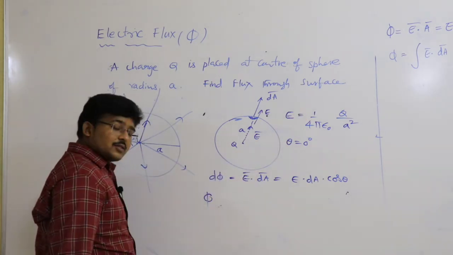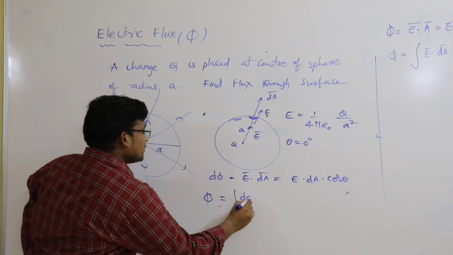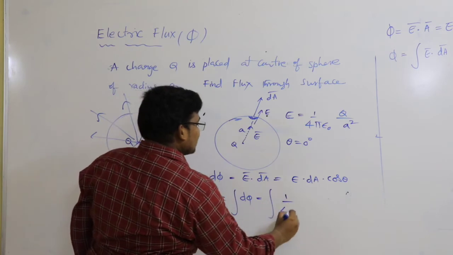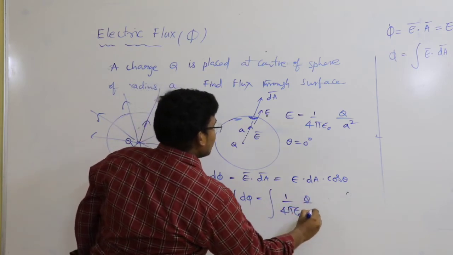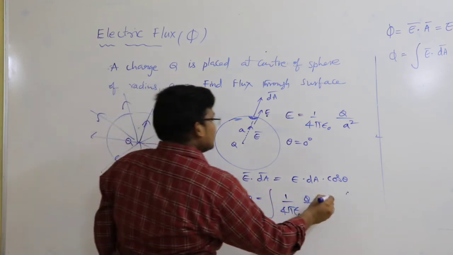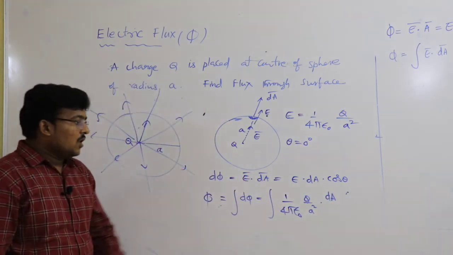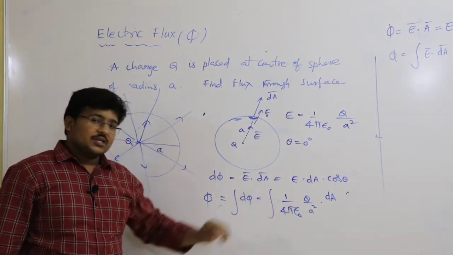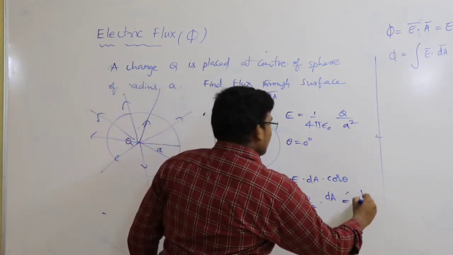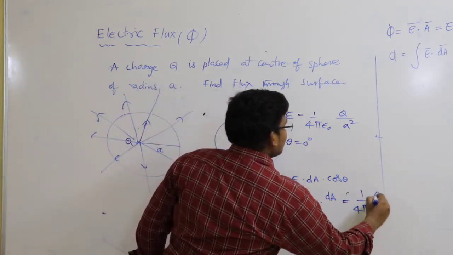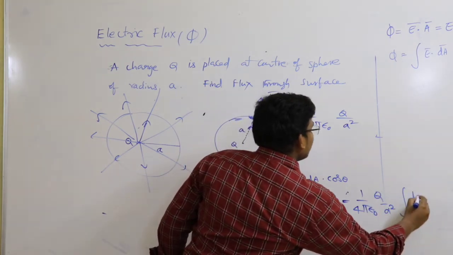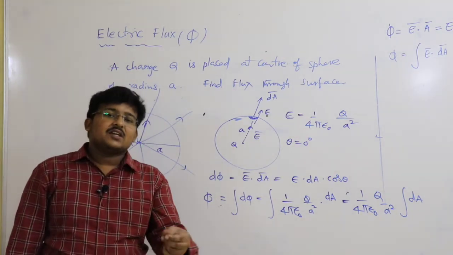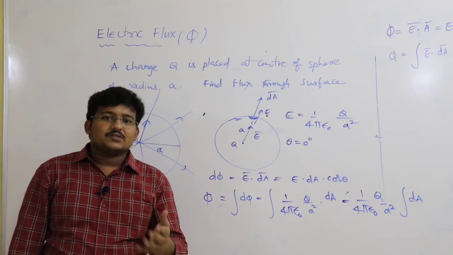Now I want the total flux, so I need to integrate d phi, which is nothing but the integration of d phi. So for E I am writing 1 by 4 pi epsilon naught q by a square, into dA. This entire thing is constant, take it out, it is not participating in the integration. Now it becomes 1 by 4 pi epsilon naught q by a square. Now we need to integrate only dA. Integration of dA will be the area, because integration of dx will be x. In the same way, integration of dA will be A.